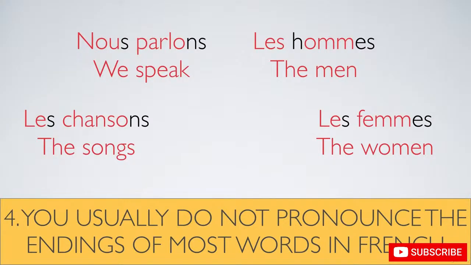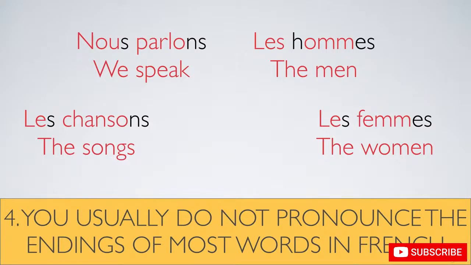Another aspect in French is that usually we don't pronounce the endings of most words. So here we have some French words and then their equivalents. So nous parlons, les chansons, les hommes, les femmes. You'll see that the S's are pretty much not pronounced at the end of the words, except for les hommes, where it makes a Z sound. Whereas in the English equivalents, we speak, the songs, the men, the women, all the letters are pronounced.